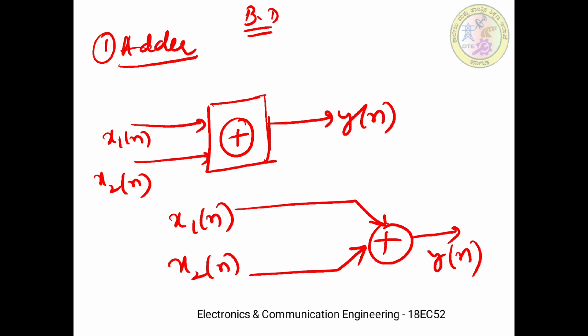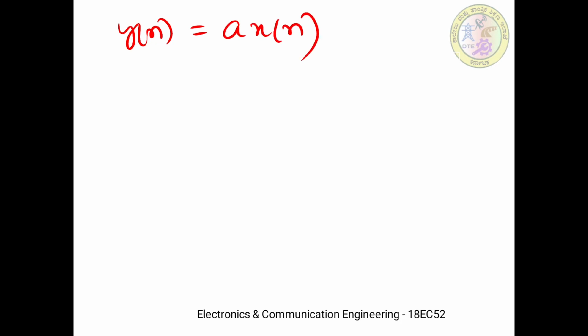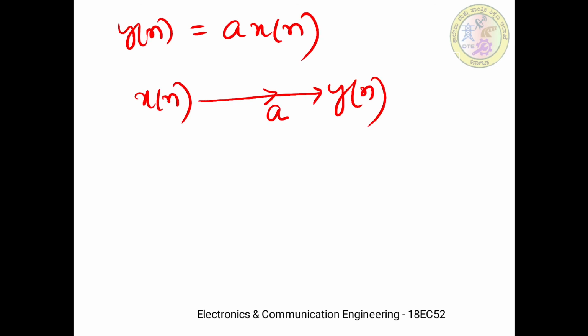Similarly, I can also represent the block diagram for multiplication. Whenever I want to implement y of n is equal to a into x of n, it means that we have a signal x of n which passes through a branch whose weight is a, and the resulting output at this point is y of n. So this is equal to a times x of n.